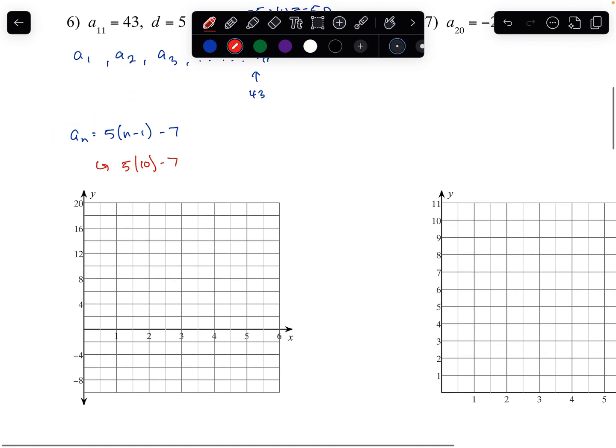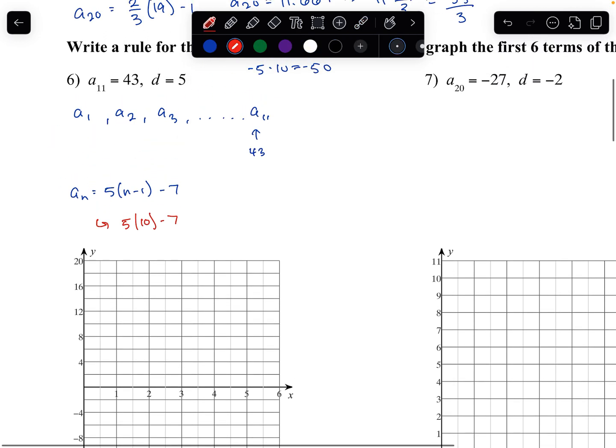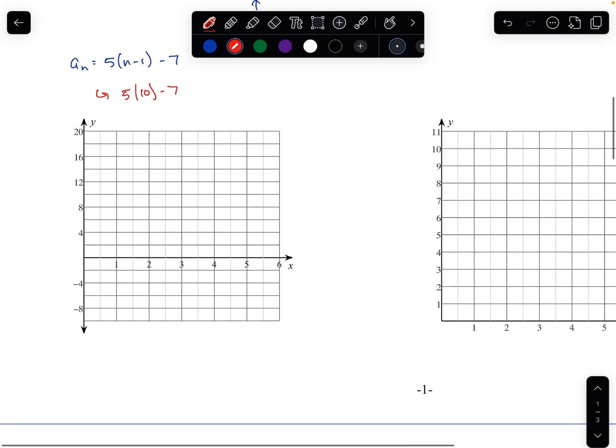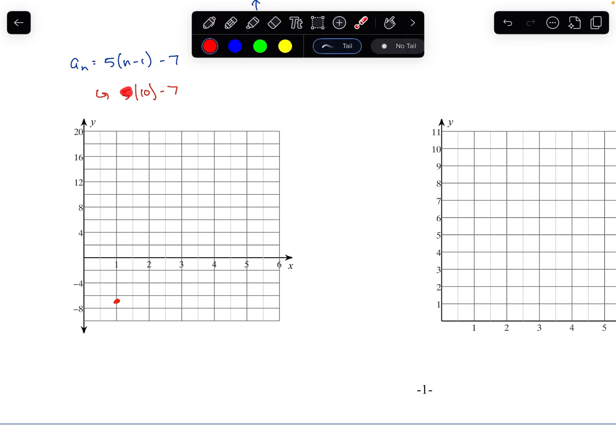And then you're going to graph these terms. The first term we said was -7, that'd be right there. And the common difference is 5. So -7 plus 5 is going to give you -2. So the second term is going to be -2.